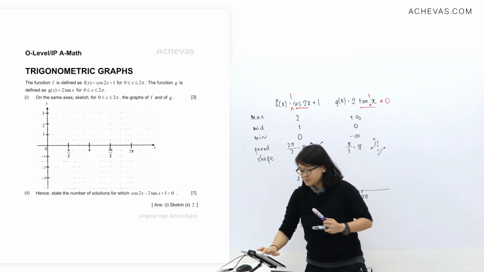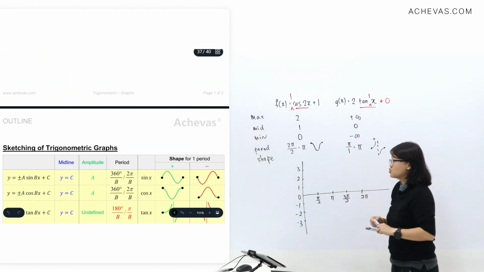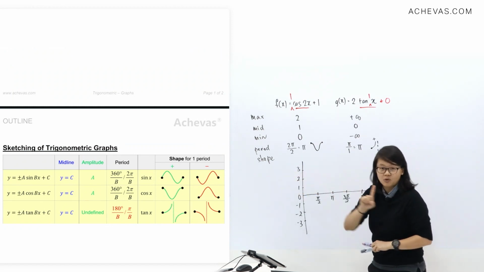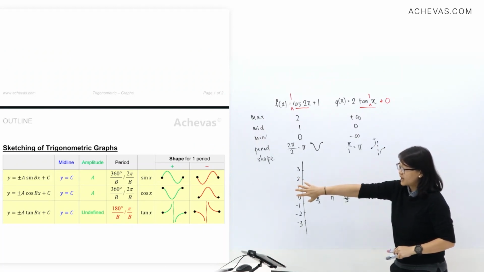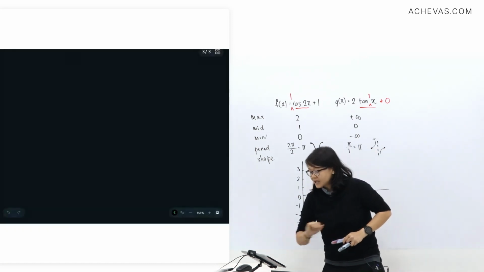So just make sure that you are very familiar with the planning when you draw a trigonometric graph, very familiar with how to draw the shape for one period, and also the calculation of period. Be careful for tangent: we use 180 or pi. Let's come back to the question.